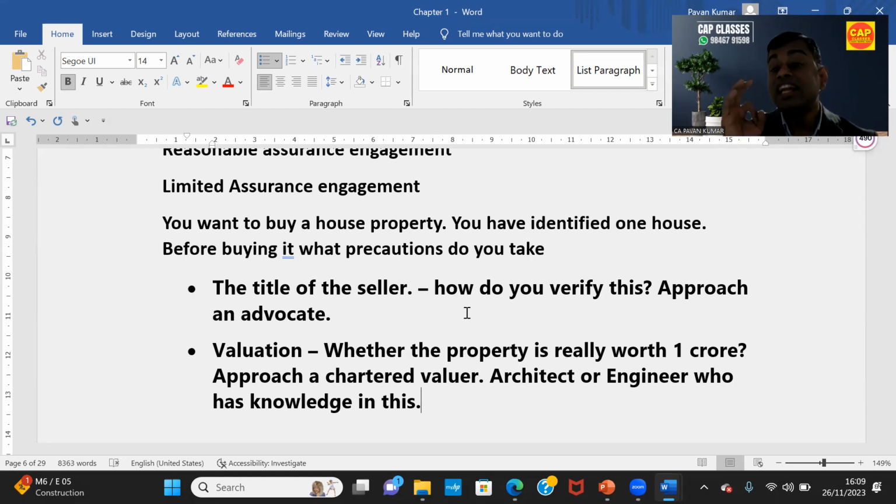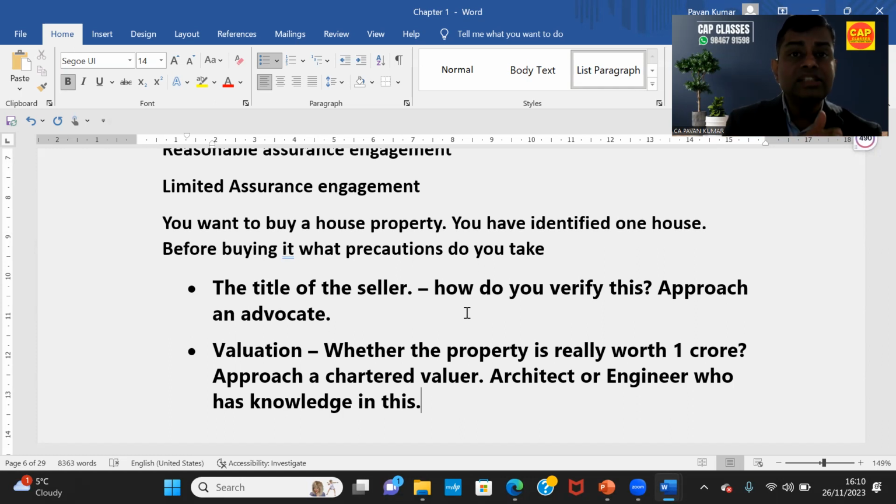Correct. So here three people are there. One, the seller. Two, the buyer. Three, the expert practitioner. The seller is the responsible party to give information. The buyer is the user of the information to make investment decision. Practitioner is the person who is verifying the subject matter, which is the building, against the criteria. And criteria is established standard. And then he is telling, this is so and so. This is what we call assurance.